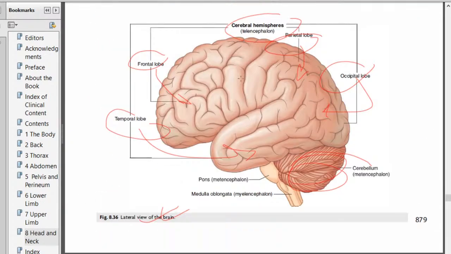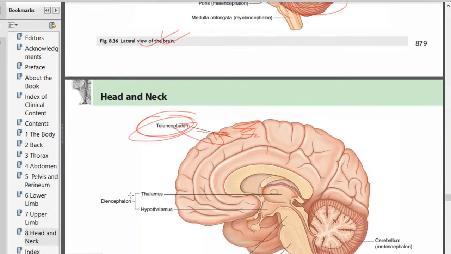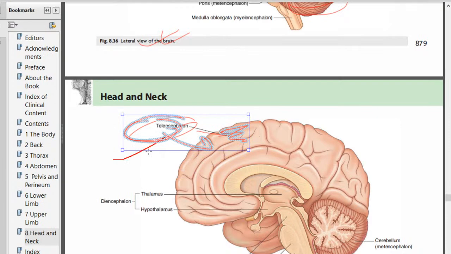Okay, telencephalon. We have already studied that the telencephalon gives rise to the cerebrum. So this is the part of the cerebrum it gives rise to. Diencephalon is basically a structure that is covered by the telencephalon, which is the cerebrum. Diencephalon consists of thalamus and hypothalamus.